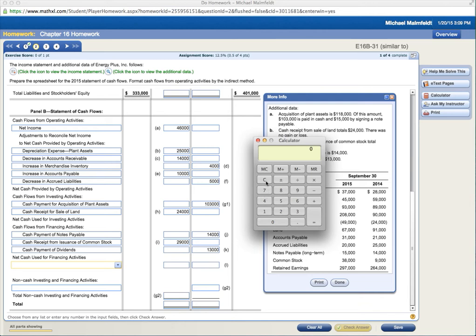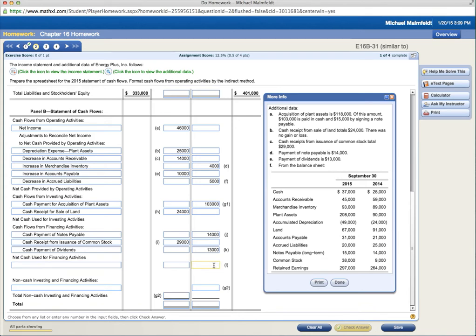Another way you could do this is pull up a spreadsheet and total them up in the spreadsheet. But let's look at the credit side first. So I've got 4,000 plus 5,000 plus 103,000 plus 14,000 plus 13,000 equals 139,000. Okay, so I'm going to put 139,000 right here. Again, this is not my final answer. This is just kind of a placekeeper for me.